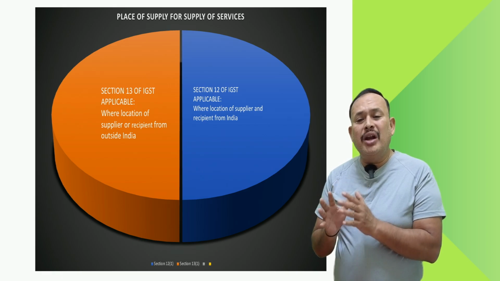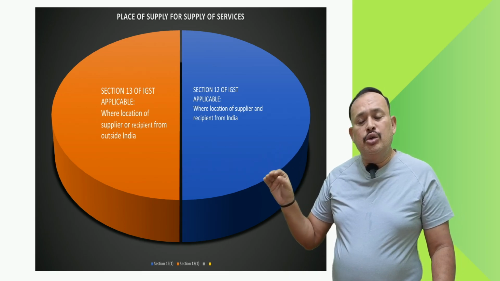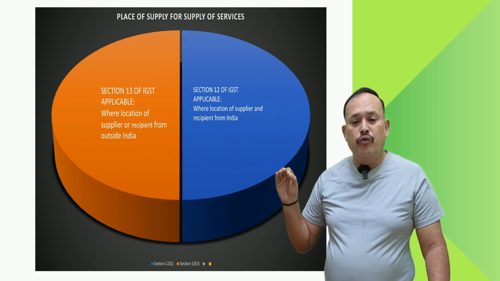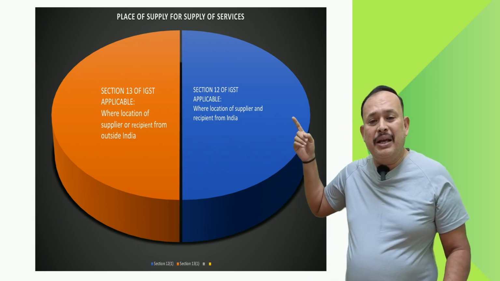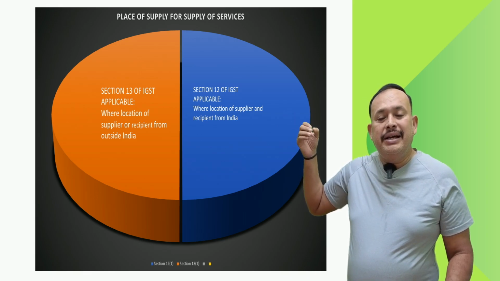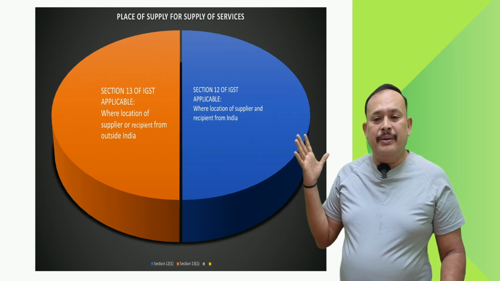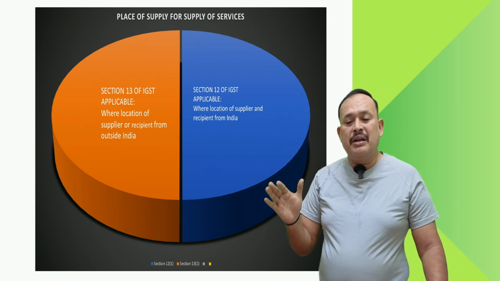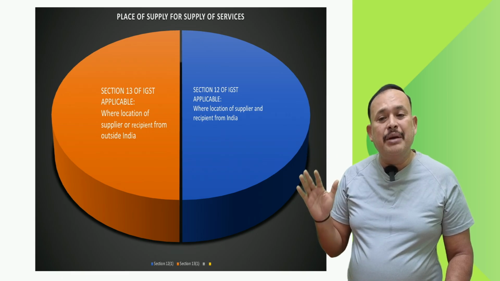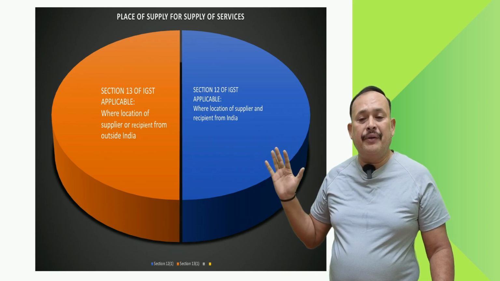Section 12 of IGST is applicable to find the place of supply where the location of supplier and recipient of supply of service are in India. That means the location of supplier of service and the recipient of service, both of them are in India. Section 12 of IGST refers to place of supply of services.